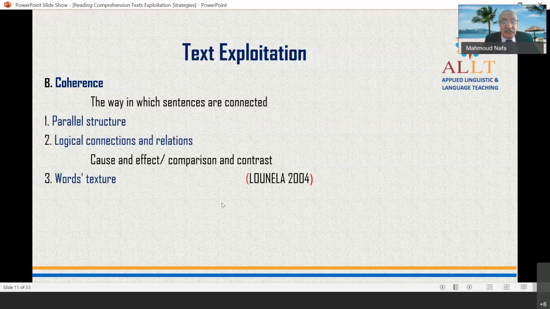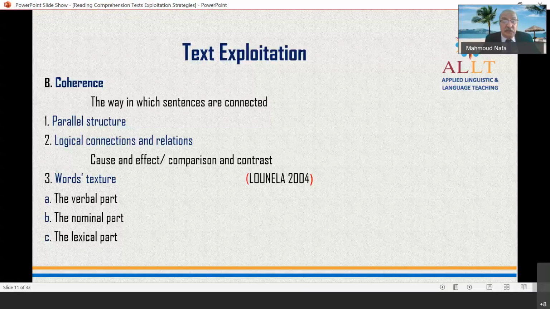Word texture. Now we'd like to study the word texture. Does it have a lot of verbal part or nominal part, lexical part? What is meant by lexical part? It means, is the text dense? Does it have more content words than functional words? According to many statistics, a text that has below 70% of lexical part is called shallow or not expressive. So we can deal with text from these perspectives.